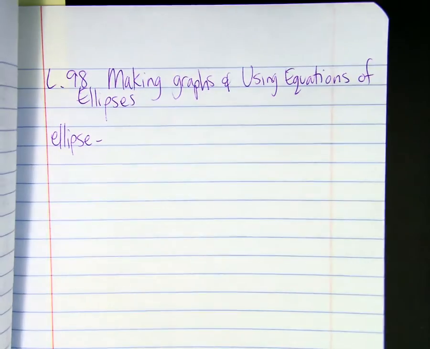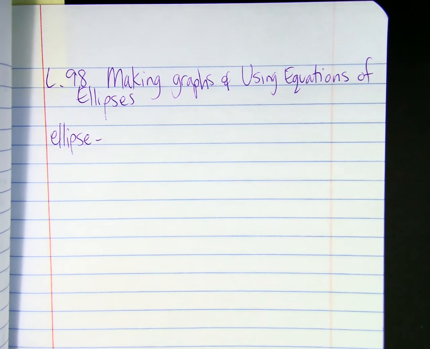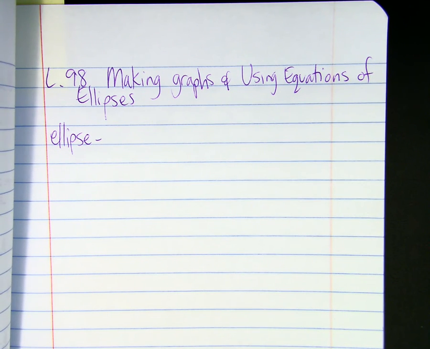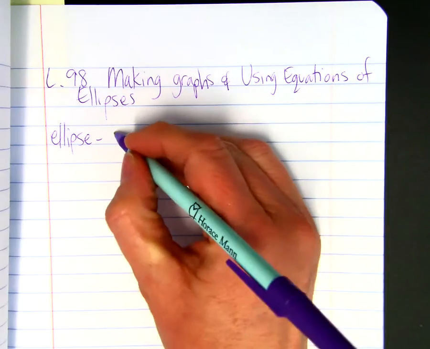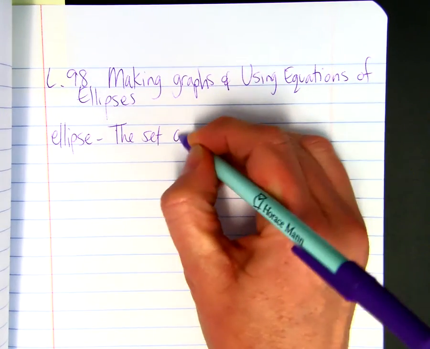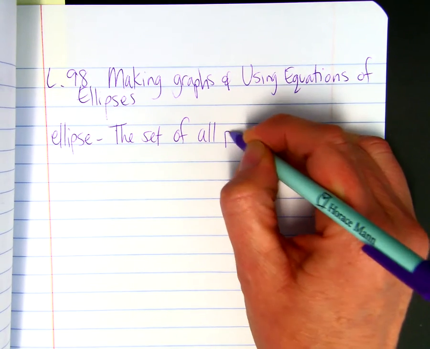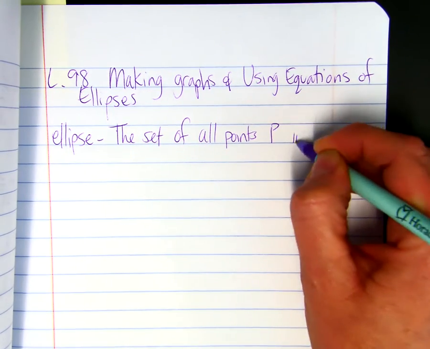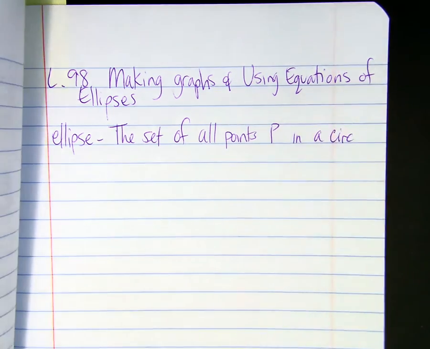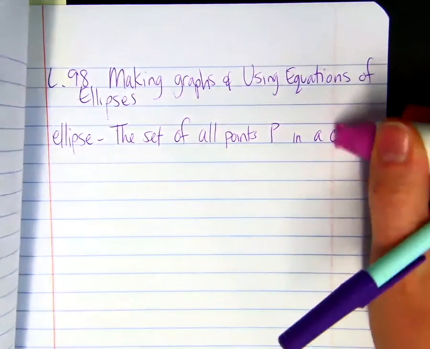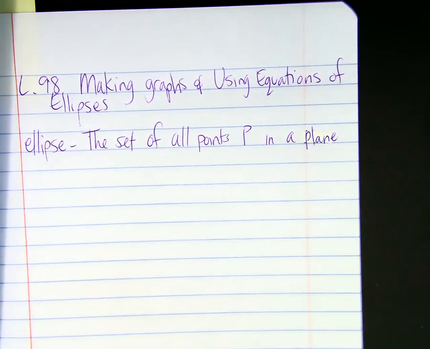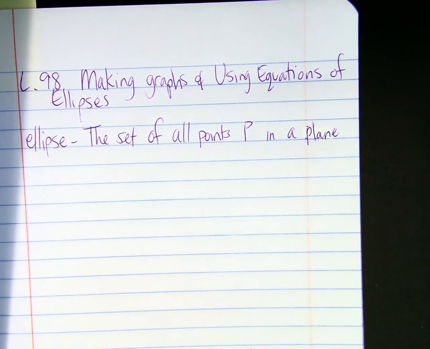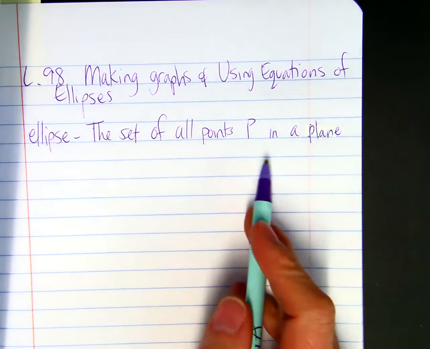The definition of an ellipse is a set of all points, P, in a plane such that the sum of the distance from P to two fixed points, F sub 1 and F sub 2, is constant. It's very similar to a circle. A circle is a fixed distance from one point. An ellipse is a fixed distance from 2 points.